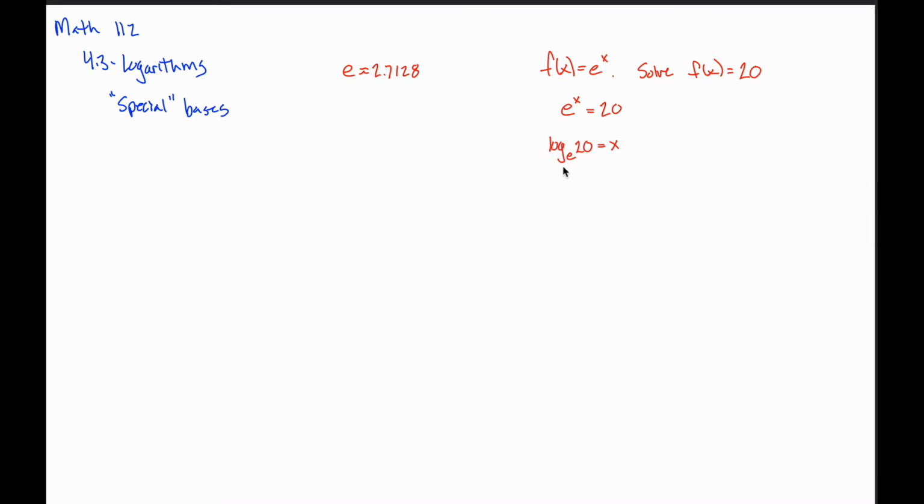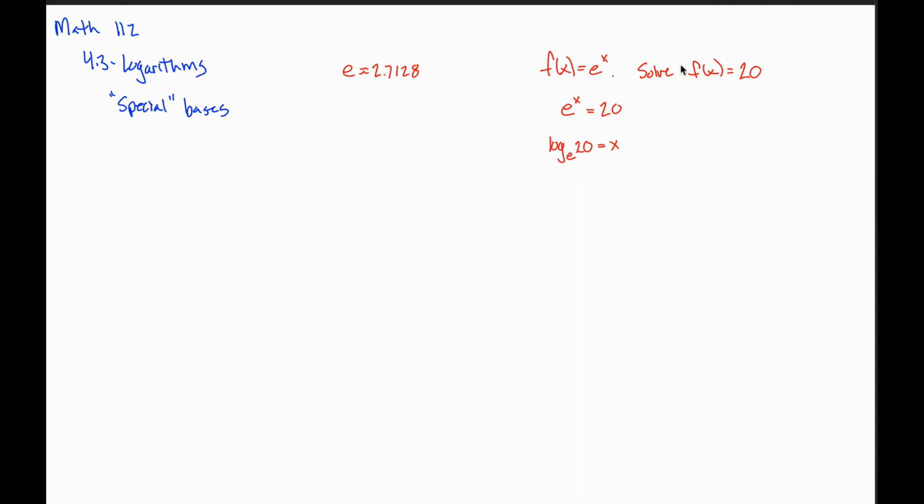This represents a number, and that number is the solution to this equation. It's not a nice whole number. I can't take this irrational number and raise it to, I don't know, the third or the fourth power and get 20 as my answer. It's some decimal, but the way I can express that decimal is the log base e of 20.